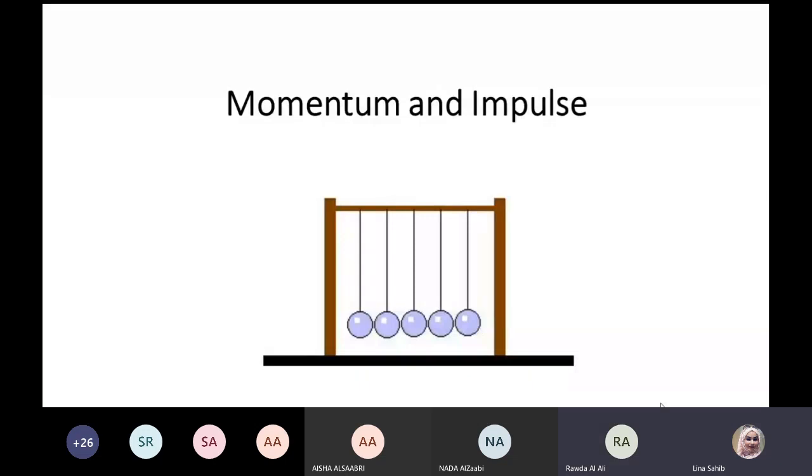Now, today we need to continue with the momentum and impulse.